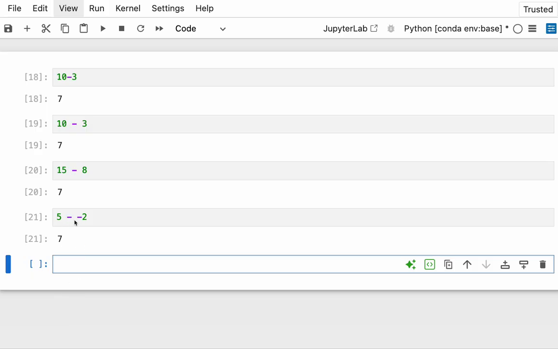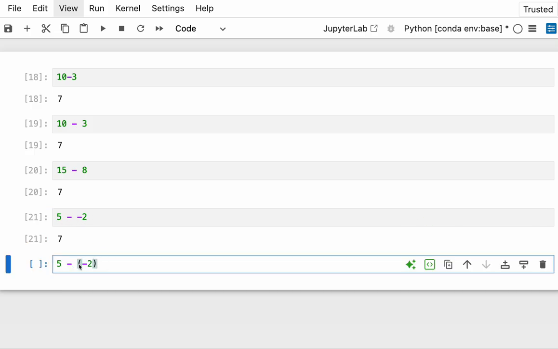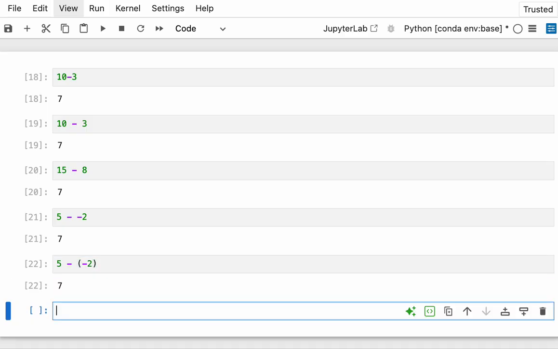But as you're looking at it, it's really not looking nice. I can make this look a bit better, so I can do something like 5 minus, and then put in a bracket here, minus 2. This is still the same thing, but now it shows clearly that the whole of this is one number. So the minus 2 is the negative 2 and not the subtraction 2, if that makes sense. So we have 5 minus, and then we have the negative 2 here. If we run this, we still get 7.